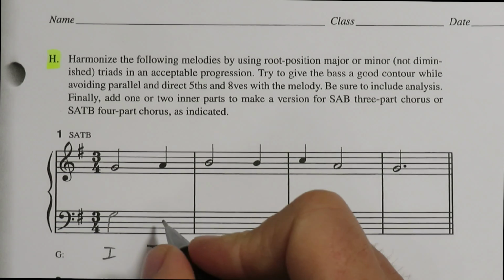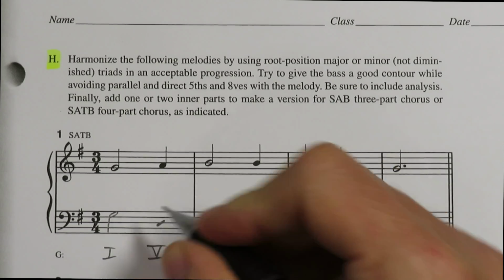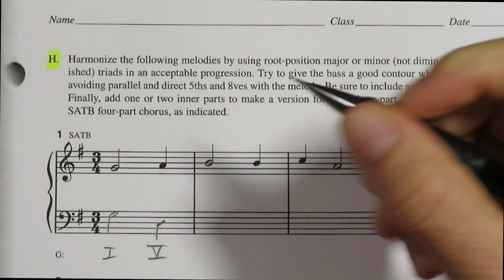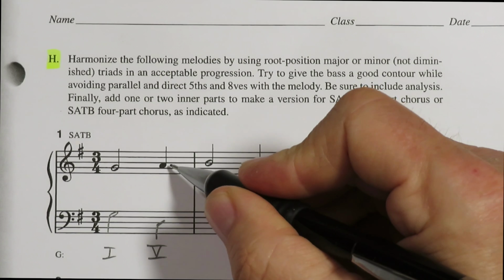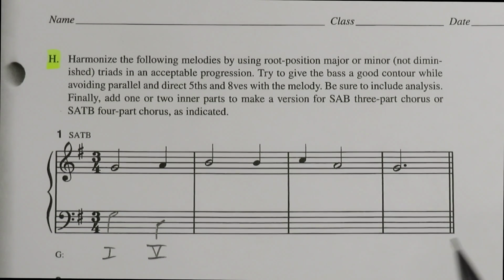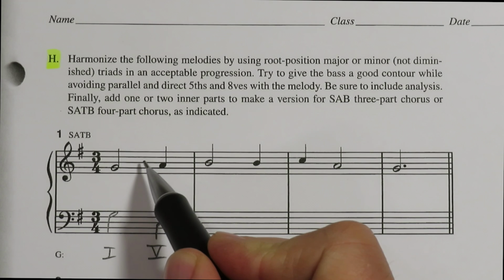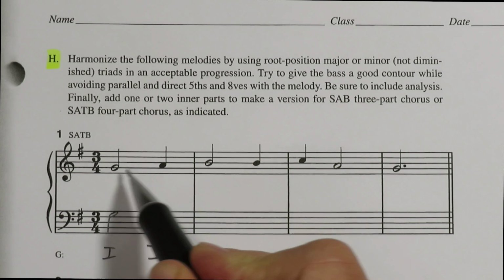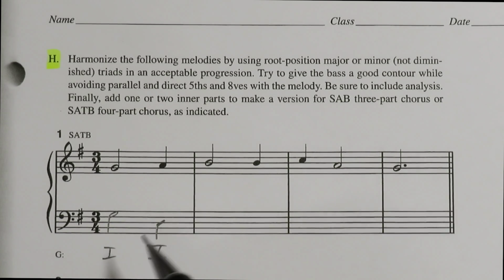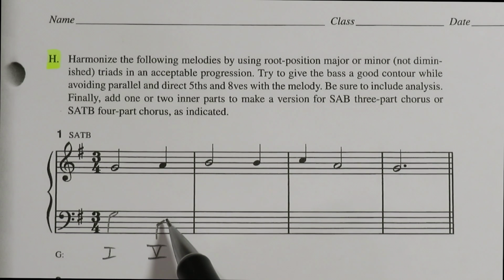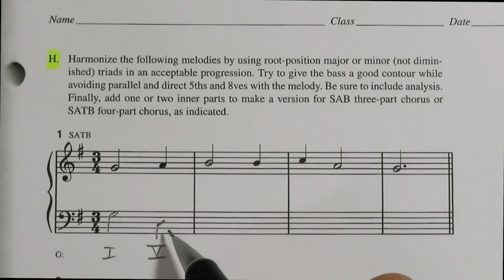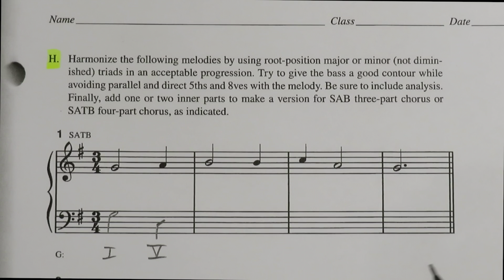Now G to D, that creates a 5th here, but that's fine. It's not a direct 5th, because if it was a direct 5th, the soprano would have to leap, right? Not move by step, it would have to leap. And then the bass would have to move in similar motion into an octave or a 5th. Okay, so we're cool there.